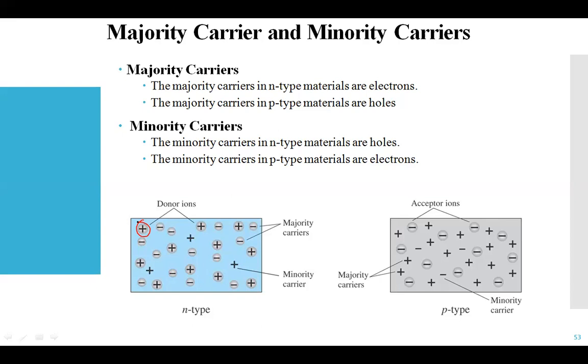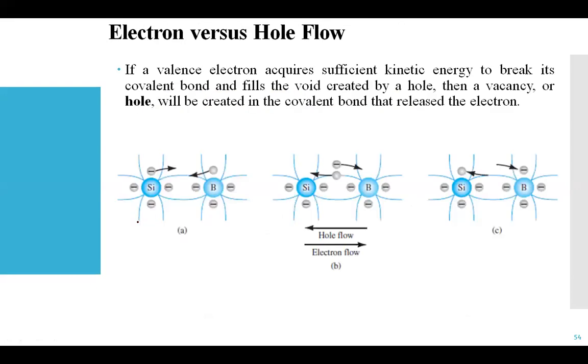And in the case of n-type materials, the extra electrons, or free electrons, are there, and that is the donor. So this is the case we have for the p-type and the n-type material. And the next and last thing is the electron versus the hole flow.